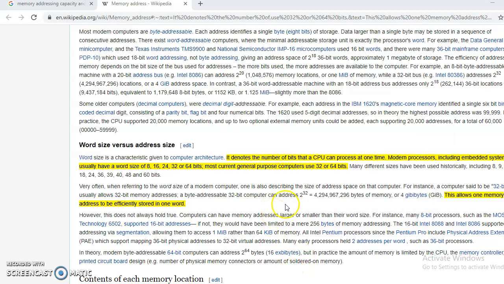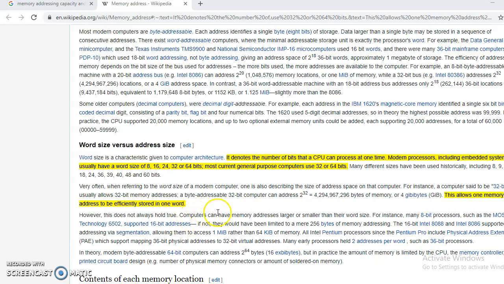Computers can have a memory address larger or smaller than their word size. For instance, many 8-bit microprocessors, such as the MOS Technology 6502, supported a 16-bit address bus. Because the word size is different from the address size, the word size can be smaller than the memory address.